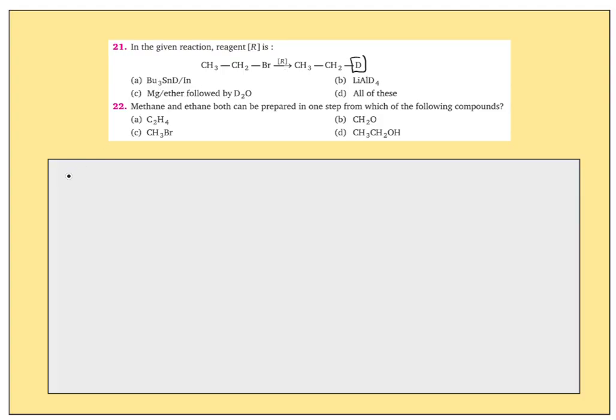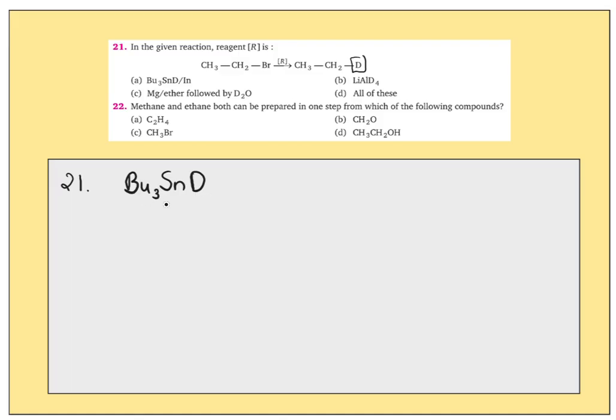What are the reagents given? The first reagent given is tributyl tin deuteride. So instead of hydrogen they have given deuterium. We know deuterium is an isotope of hydrogen. Why are we using deuterium? So these reactions will help us to understand the mechanism of the reactions. That's the reason we usually use isotopes.